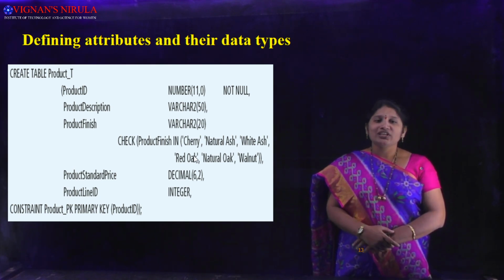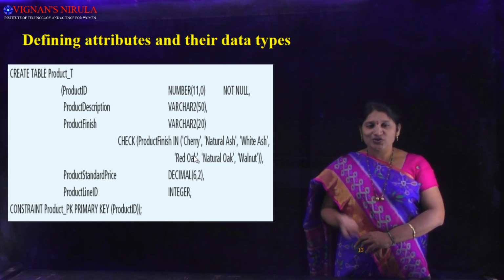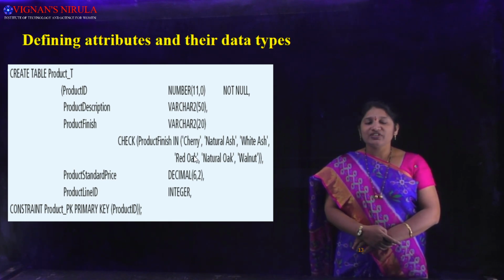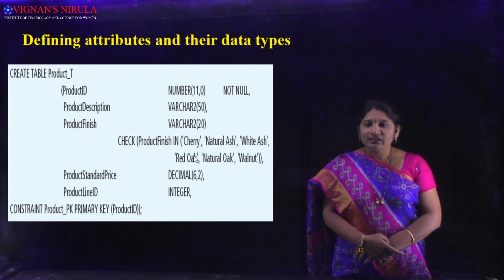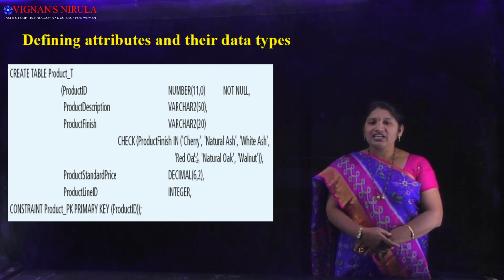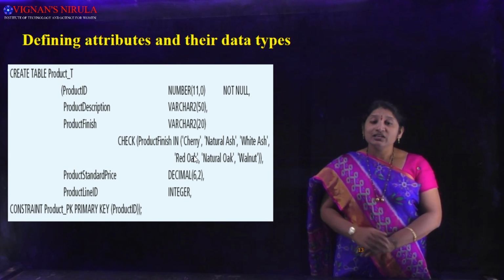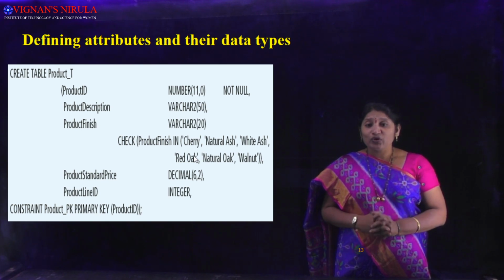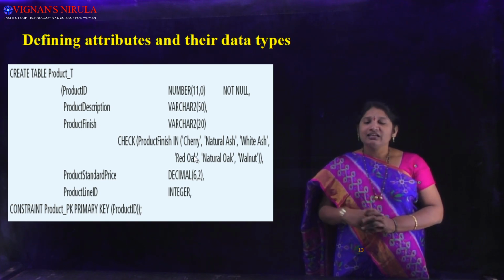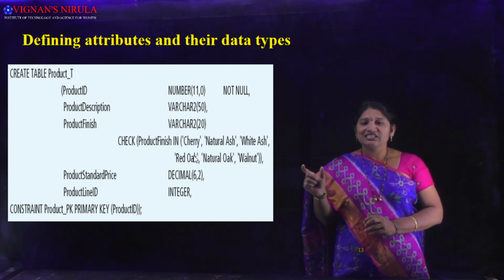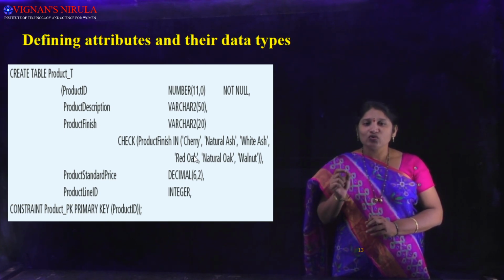Not null. After that, what is the product description, whether it is a soap, whether it is a shampoo, all the description will be captured under the second attribute, that is product description, which has been defined as a string. Next, product finish. What is the finish? When it has been finished, all the details will be put under the category of product finish, which is also a string. Here we have applied one domain constraint, that is a check constraint. On what attribute are we applying the check constraint? Product finish. What type of values? Cherry, natural oak, white ash, red oak, and walnut.